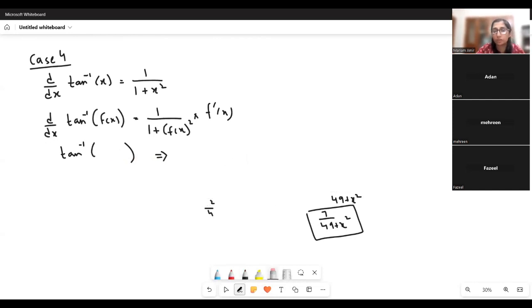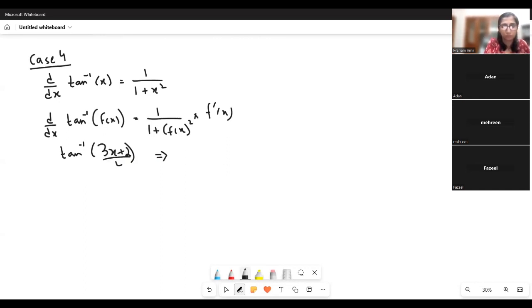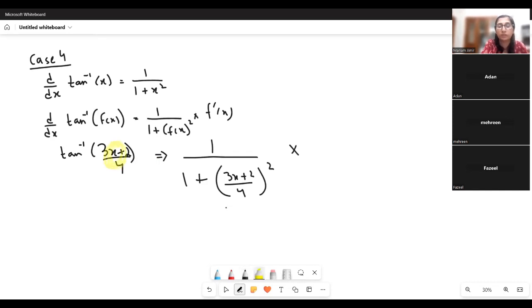I've lost count of which number this is. Tan inverse of (3x plus 2) over 4. Again, it's tan inverse fx, and once we differentiate that, we get 1 upon 1 plus fx whole square. So fx here is 3x plus 2 upon 4. And then we also have to multiply the result with the derivative of this.